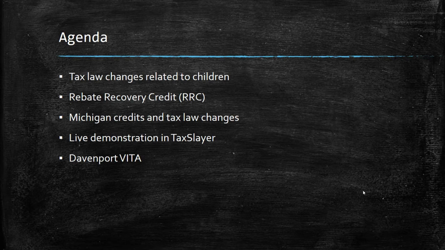A lot of those changes related to people with children, so I'll talk about that. I'll also go into the rebate recovery credit, which is really what the stimulus payments have been. I also want to talk about Michigan. There are some specific Michigan rules that have changed between 2020 and 2021. If there's time, I'll do a brief live demonstration in TaxSlayer, which is the software that we use as part of our VITA program. And then I do want to plug the Davenport VITA program.